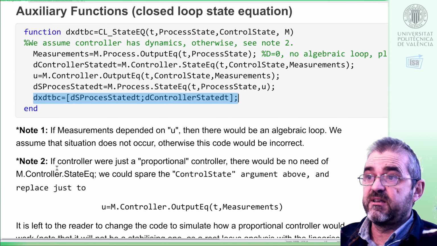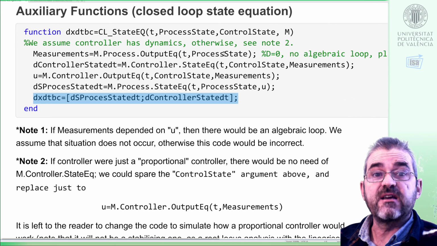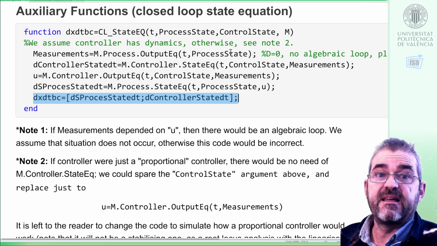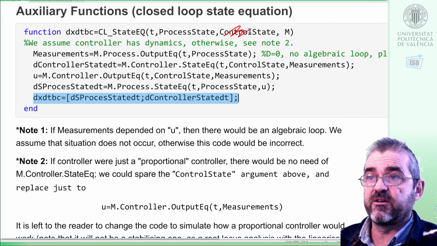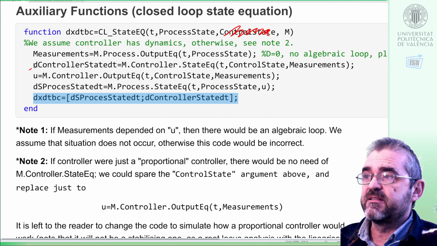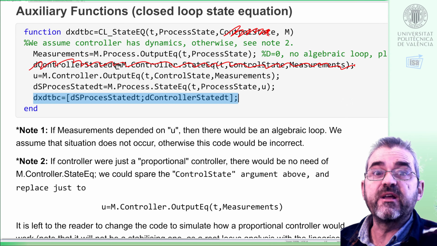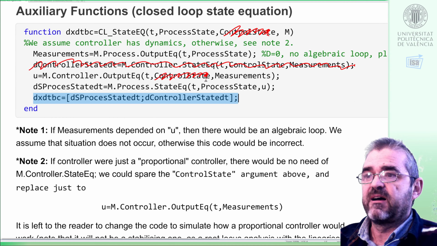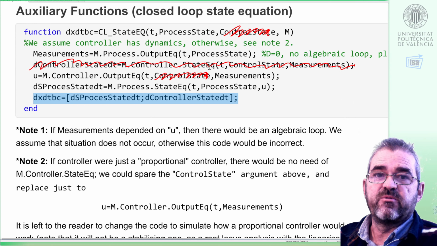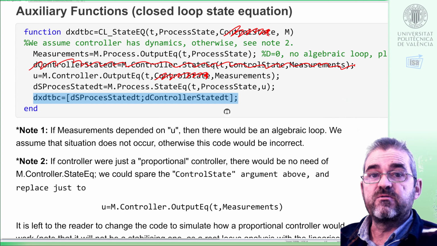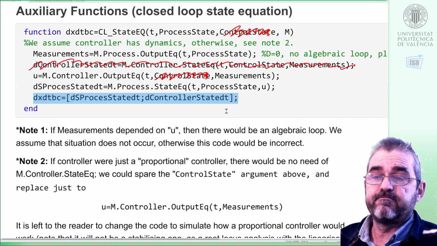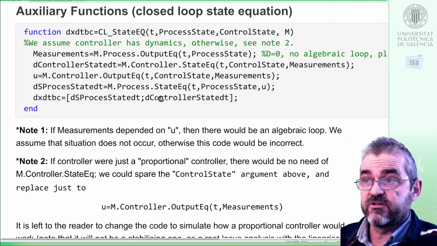A second note is that if the controller had no state, for instance, if the controller is plainly a proportional control, then I will not have control state and I would not need to compute any derivative of the non-existing controller state, I would not need this argument. So this will be the code needed to implement a proportional controller. In this case, we have a controller state, so we will keep it like this, and now we are in conditions to execute the simulation.